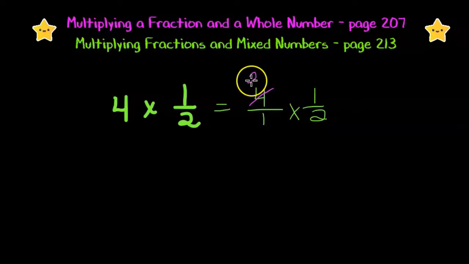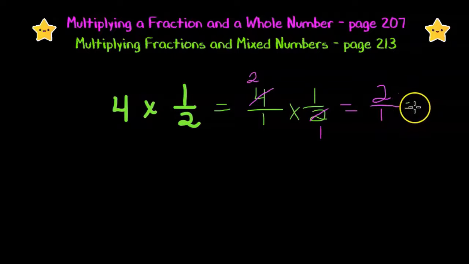Yes, 2. I can divide both of those by 2, and I would get a 2 and a 1. Now if I multiply, it's 2 times 1 is 2, and 1 times 1 is 1. Now this is an improper fraction, so I would need to change it.